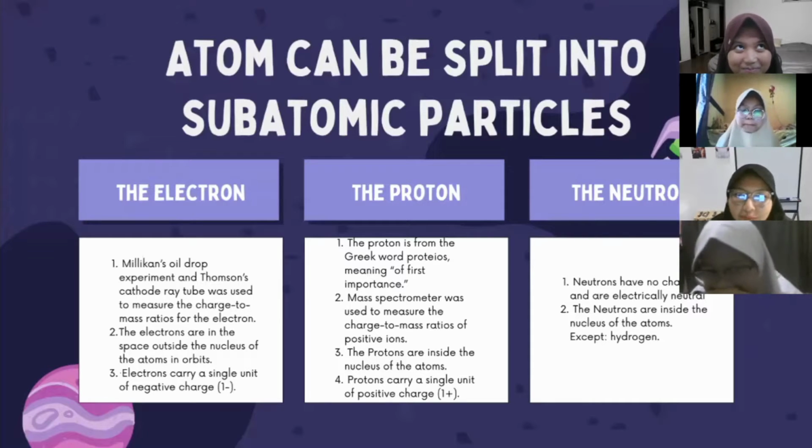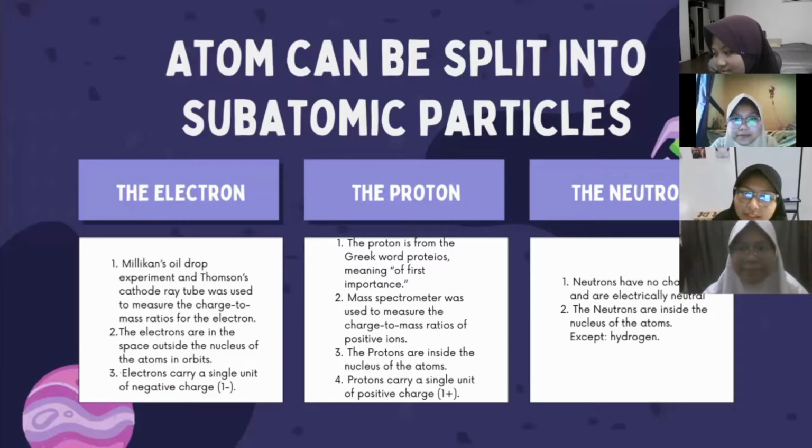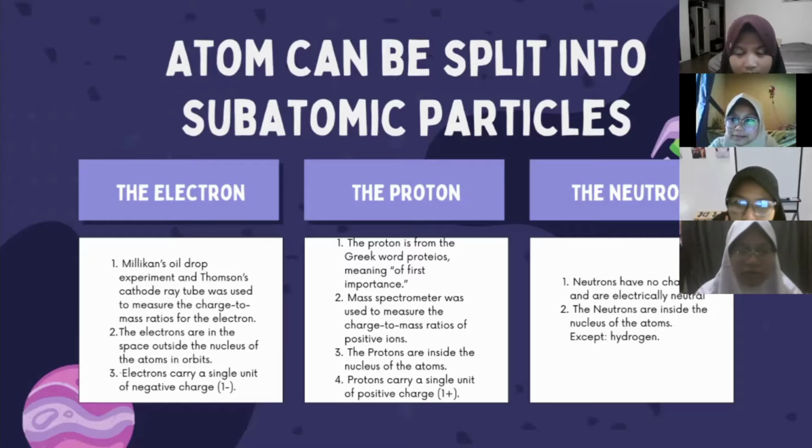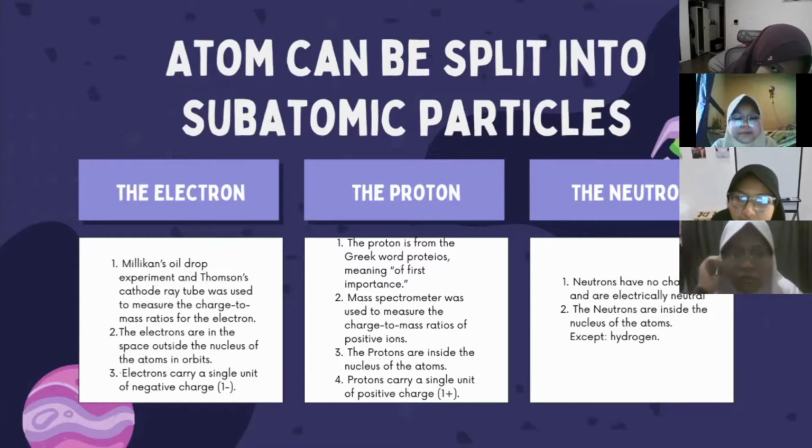Okay, I will explain about subatomic particles. So an atom can be split into subatomic particles. The first one is the electron. Millikan's oil drop experiment and Thomson's cathode tube were used to measure the charge to mass ratio of the electron. The electrons are in the space outside the nucleus of the atom in orbits. Electrons carry a single unit of negative charge, or 1 minus.